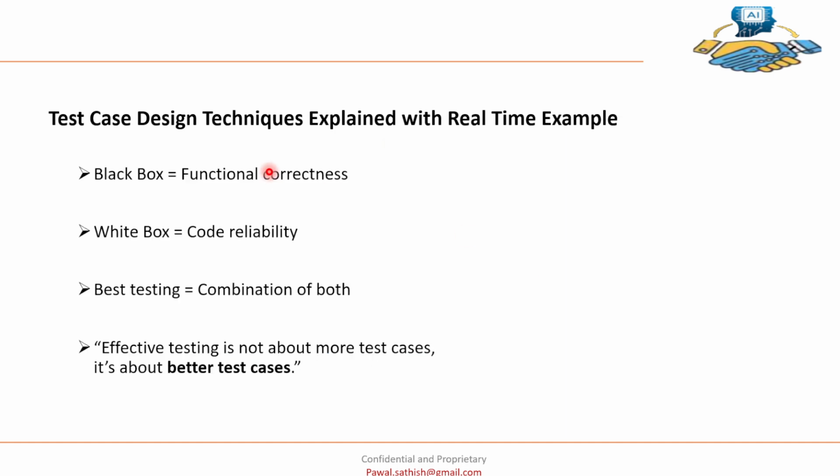Here we can see that in black box testing, our main focus is on verification of functional correctness, whereas in white box testing the main focus is code reliability. And which is the best technique? A combination of both. As a full stack QA, we need to consider both techniques, white box and black box. And lastly, effective testing is not about more test cases, it's about better test cases.